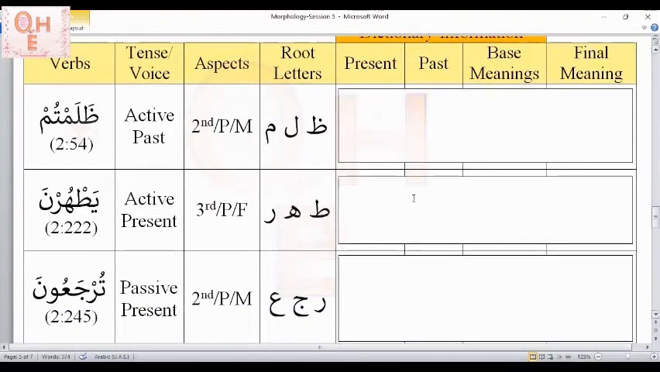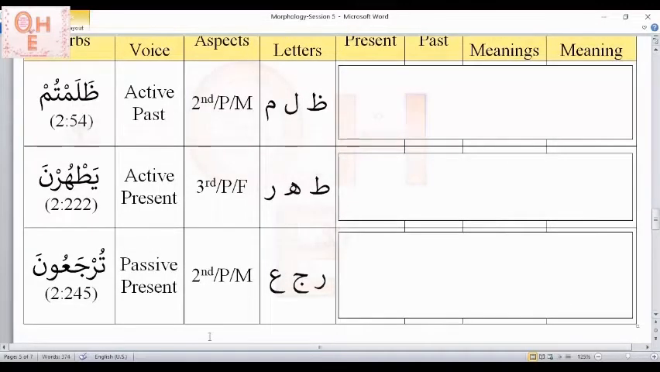Our next word is yatuhuruna. Okay. So definitely it does not look like past tense, right? This is present tense. And the ya fatha tells me this is active. So this is active present tense. And how about the aspects? If you run it, then you will see this falls under third person plural female. Okay. And if I exclude the ya and the nun, I get the root letters ta, ha, ra. Let's make a note of these root letters because we'll go to the dictionary, inshallah.